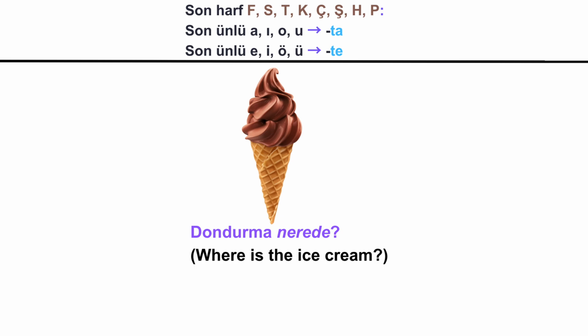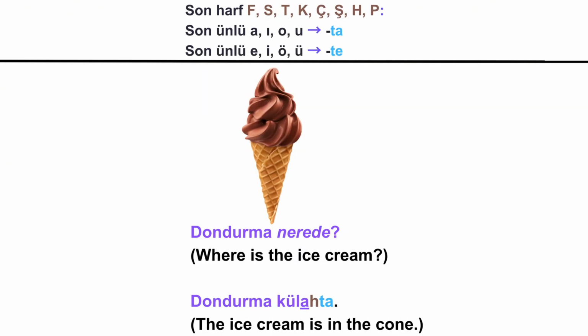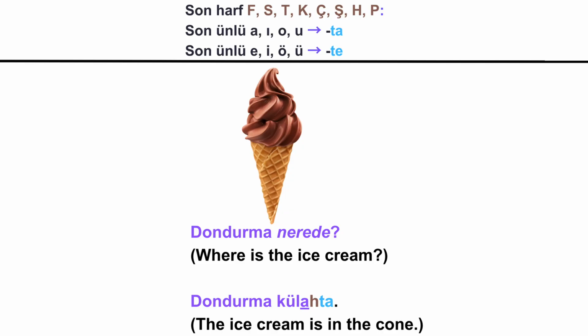Last example, we have an ice cream in the cone. The question is, dondurma nerede? Dondurma is ice cream. So we are asking, where is the ice cream? The answer will be, the ice cream is in the cone. Cone is külah. We look at the word külah. The last letter is he. The last vowel is a. That's why, rather than da, we will use ta.